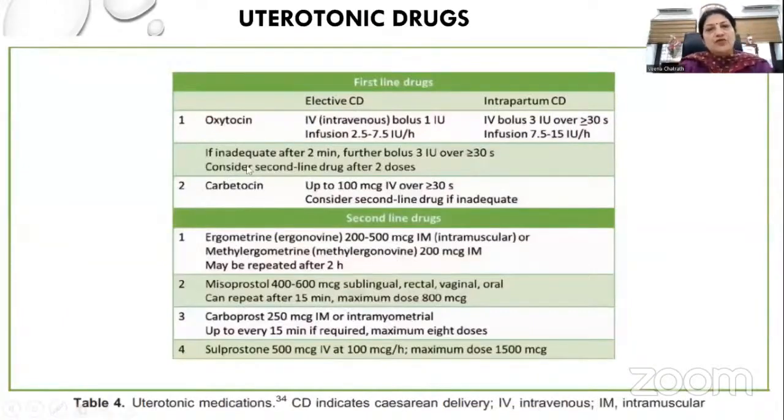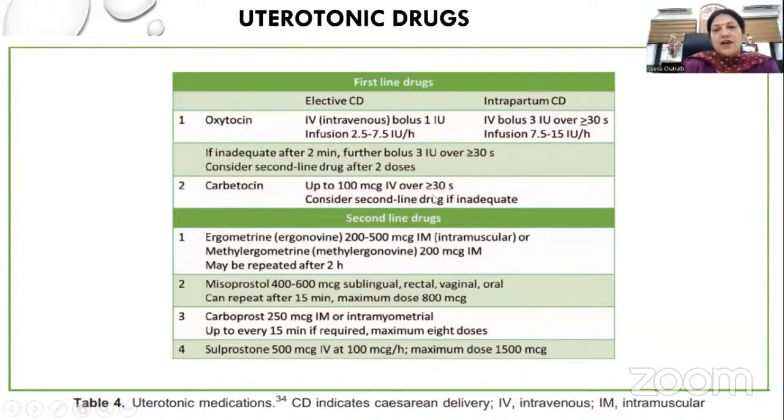Various uterotonic agents can be used. The first-line drugs are oxytocin, to be used as a bolus of 1 international unit in elective cesarean delivery, followed by infusion of 2.5 to 7.5 international units per hour, while in intrapartum cesarean delivery, a bolus of 3 international units is to be given, followed by infusion of 7.5 to 15 international units per hour. If there is inadequate effect after 2 minutes, then a further bolus of 3 international units can be given. And carbetocin is also a first-line drug, which can be used up to 100 microgram IV over 30 seconds.